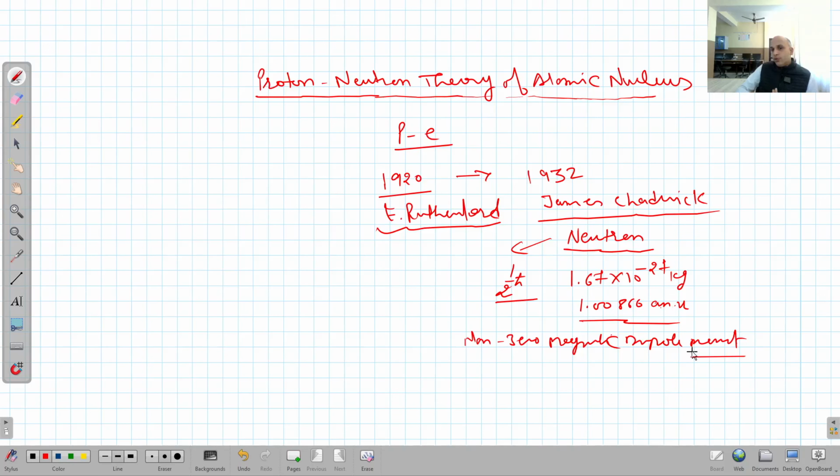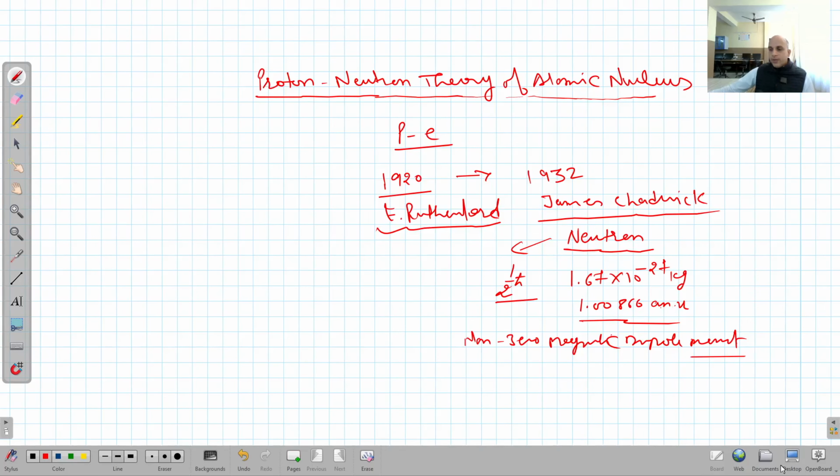And it was supposed that now the nucleus consists of neutrons and protons. The existence of the electron inside the nucleus was fully discarded. So now we have this theory, and I'm showing you a picture. This theory is called the proton-neutron theory of the atomic nucleus. According to this theory, the nucleus consists of protons and neutrons, which are bonded together by strong nuclear forces. We will also discuss it in the coming lectures.